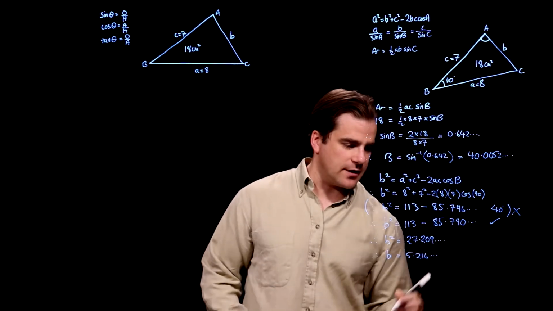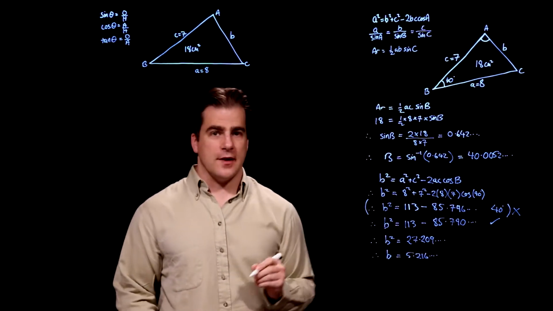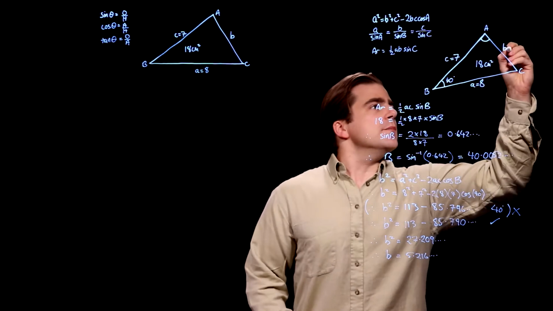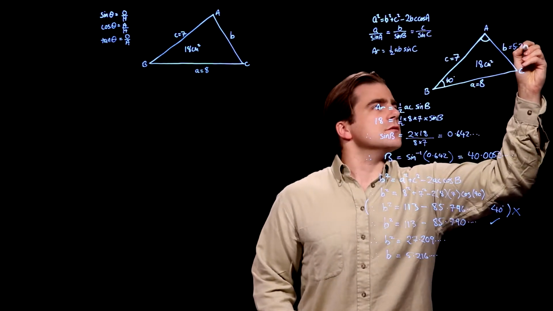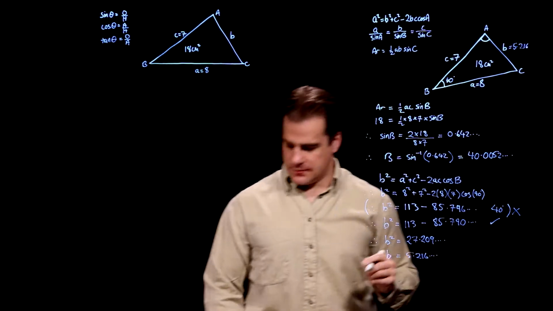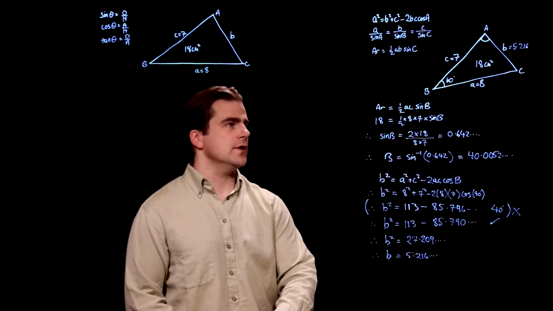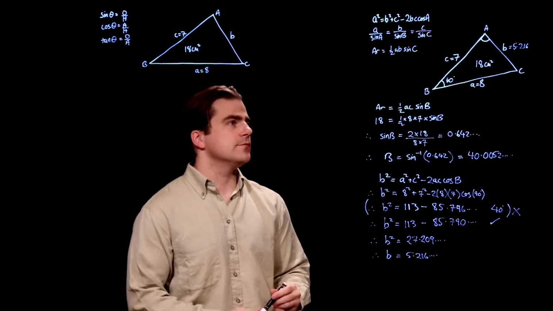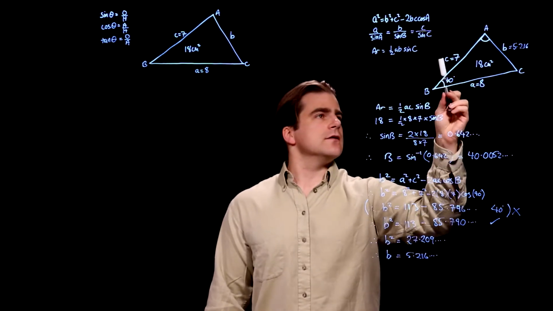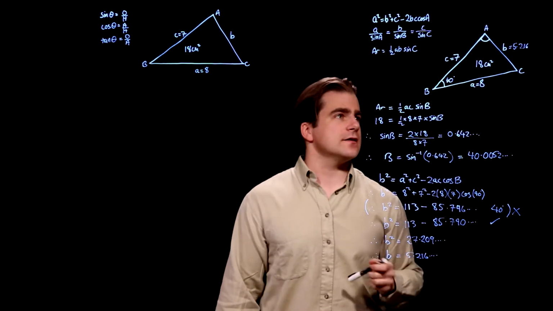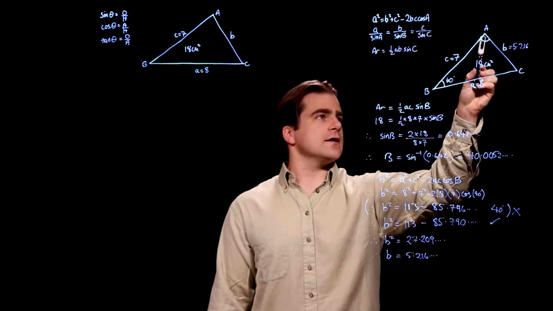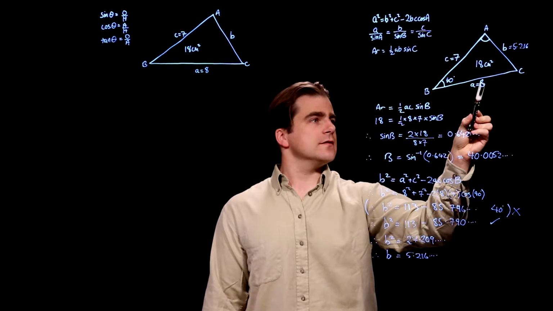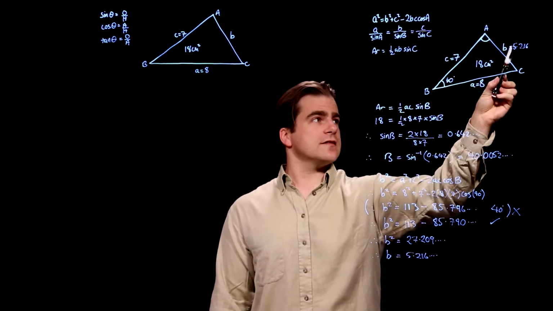5.216 something. Get that in your calculator's memory. B is 5.216. Okay. Right, we're getting somewhere. We have all three sides and an angle now. So we want this angle and we know the opposite side. We know that angle and the opposite side.